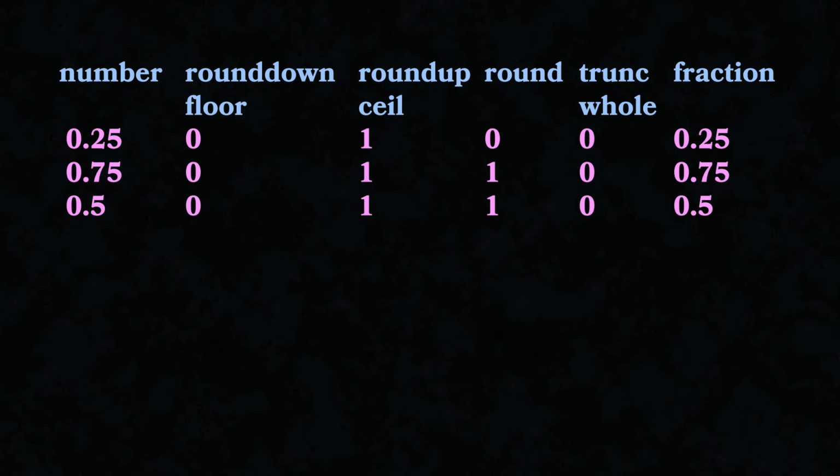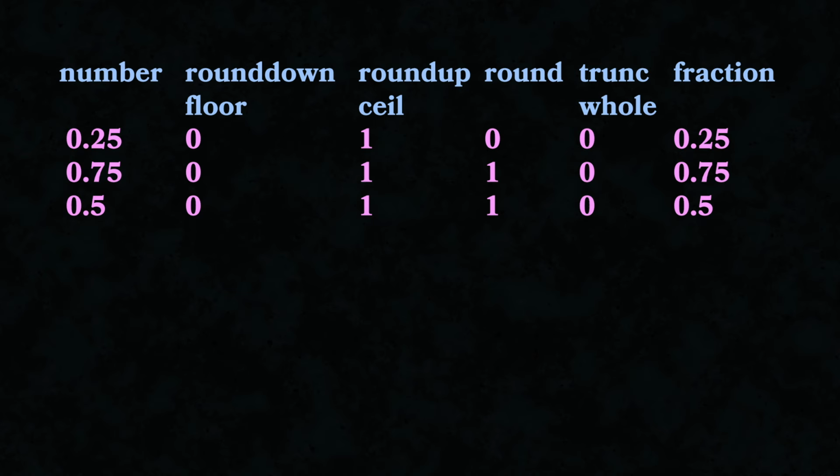Okay, I'm always curious how they handle 0.5 when it's just in the middle. So rounded down, it is 0. Round up, it's 1. And when you round it, they chose to go with 1, which is fine. Truncated, it's 0. Then the fractional part of it is 0.5. So far that should be what you would expect.